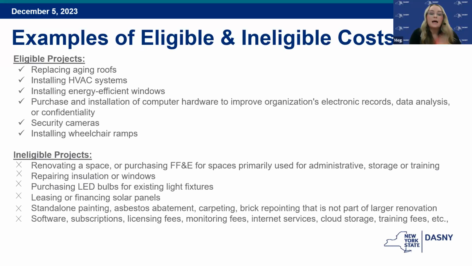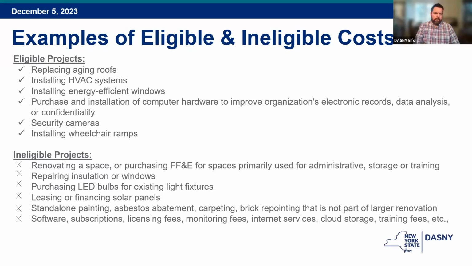Here's some examples of eligible and ineligible costs. Some eligible project examples are replacing aging roofs, installing HVAC systems, installing energy-efficient windows, purchase and installation of computer hardware to improve organization's electronic records, data analysis, or confidentiality, security cameras, and installation of wheelchair ramps.